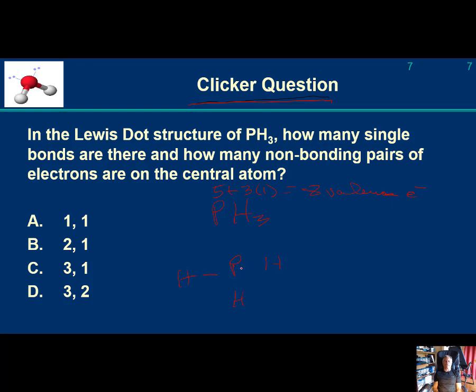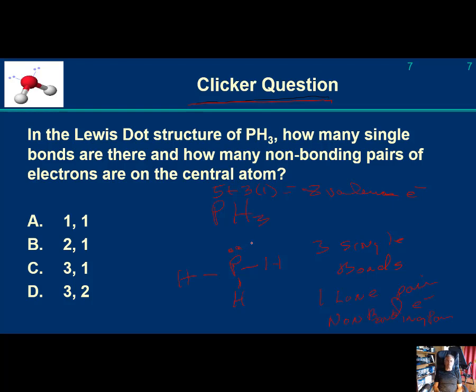And then we're going to give everything what it wants. I'll go ahead and throw lines on this. Each line represents 2 electrons. And finally, 2, 4, 6, 8. We've got 1 non-bonding pair there. Here's my structure. It has 3 single bonds and 1 lone pair of electrons.